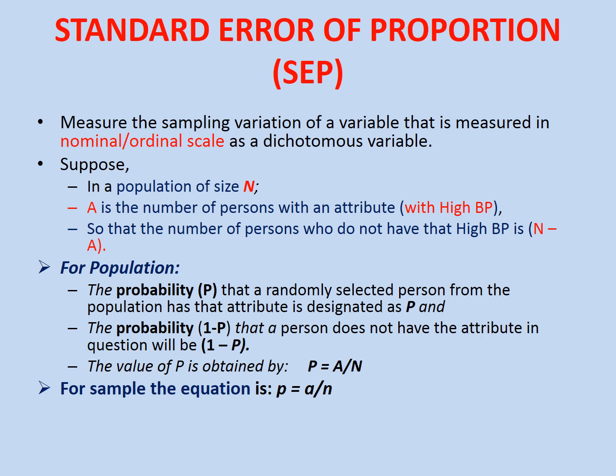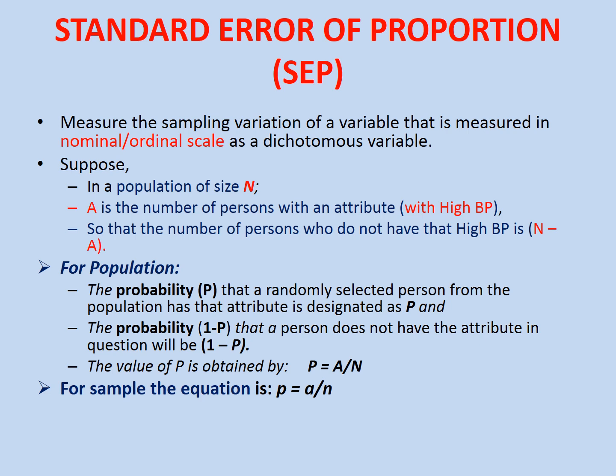So whenever data is measured on the nominal or ordinal scale, and if you want to measure the sampling variation of variables of these two scales, the standard error of proportion will be useful. So let's understand the concept of the standard error of proportion. Take a hypothetical example of 100 people in your study. Out of that 100 people, 60 people have high blood pressure or hypertension. So the total population, or capital N, is equal to 100.